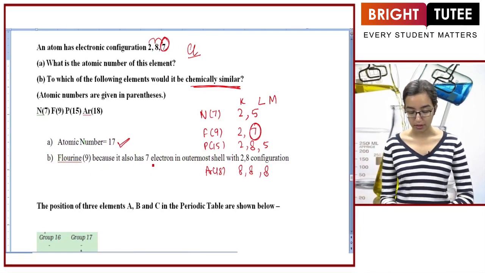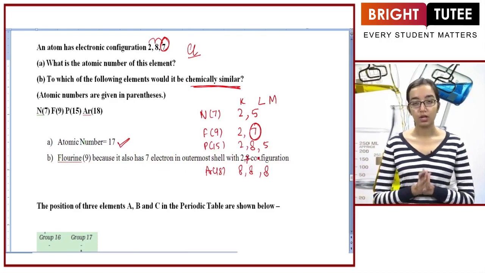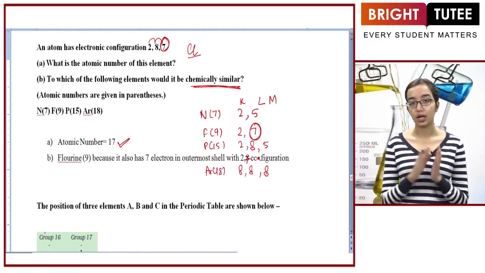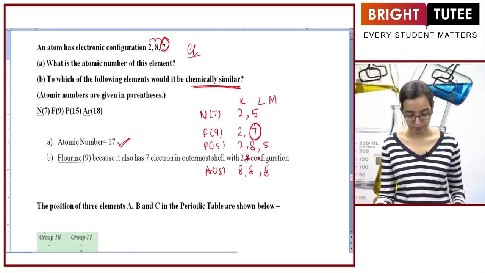So fluorine, because it has 7 electrons in the outermost shell with 2, 7 configuration. So based on this configuration, you can easily find out which is the element that has chemically similar properties, because the number of electrons in the outermost shell determines the chemical properties.